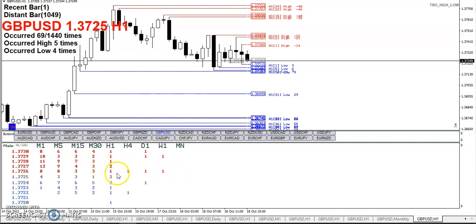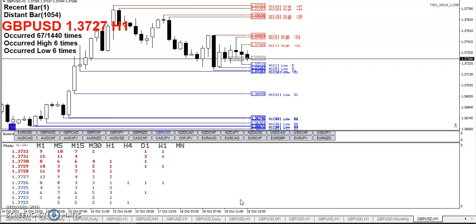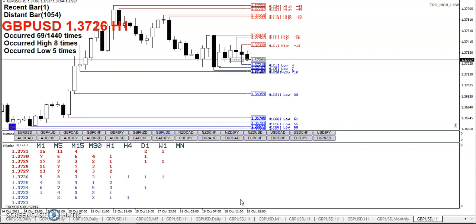But if you look here at H1, there's something very interesting. You've got 2, 3, then 1, 1, and above you've got 2, 1, 1, 1. So this is telling me that this is probably going to range here for a little bit longer. Not much is going to happen. And as you can see on the chart, not much is really happening. It's pretty much sticking right around this area.